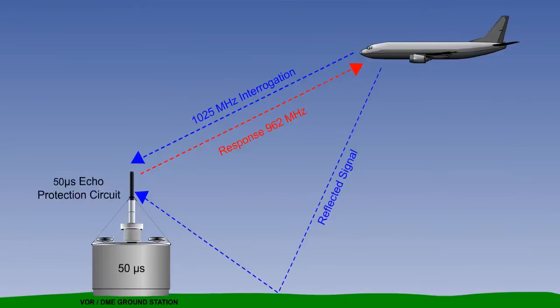The response pulse train is always delayed by 50 microseconds, which allows enough time after the receipt of the interrogation pulses for any multipath echoes to arrive and be ignored before the response pulse is sent. The delay is called the echo protection circuit.